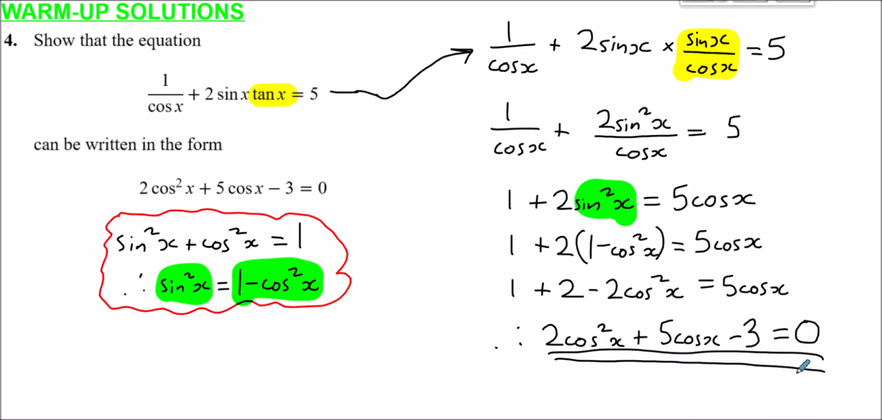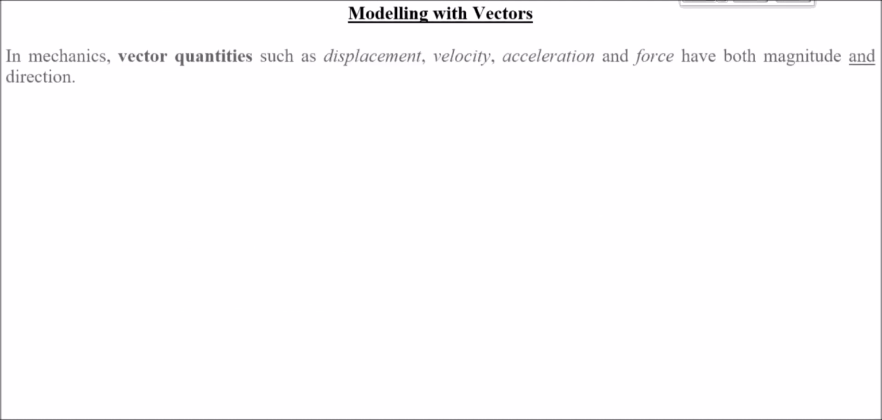So that's all for the warm-up. Let's move on and have a look at the main body of the lesson. So today we're going to be talking about modelling with vectors in particular. So, in mechanics in particular, vector quantities such as displacement, velocity and acceleration and force have both a magnitude and a direction.